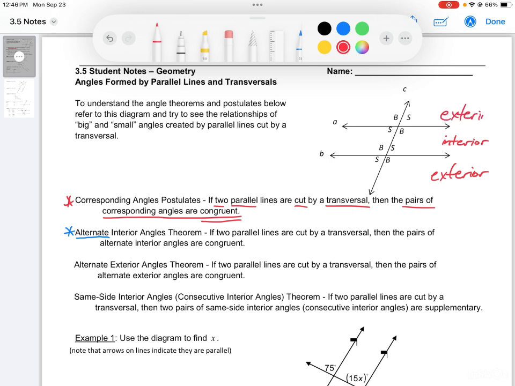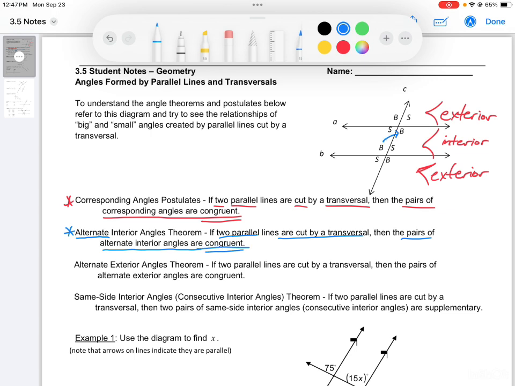So if I'm looking at my image up here, interior is going to be in the middle. Exterior is going to be outside. So they have to be on opposite sides of the line, in between the lines. And the definition or rule for that is that if there are two parallel lines and they're cut by a transversal, the pairs of alternate interior angles are, again, congruent.